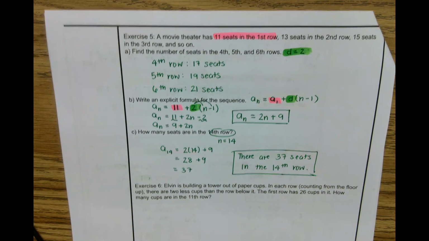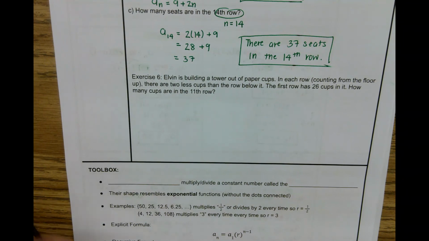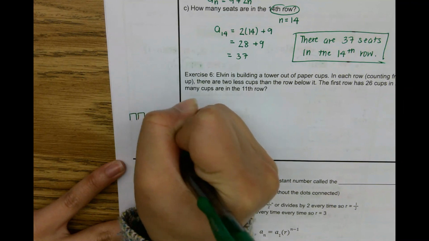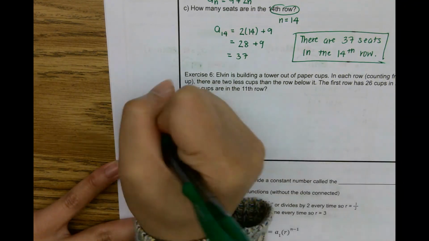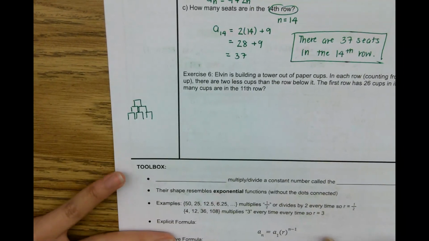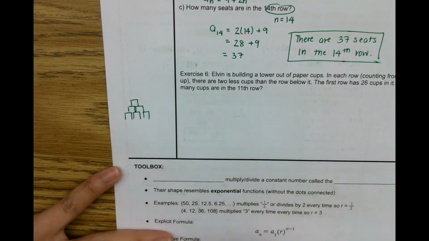Last one. Elvin here is building a tower out of paper cups. In each row, from the floor up, there are 2 less cups than the row below it. So if you can imagine, he's taking cups like this, and then the next one has a little less, so on and so forth. But he's doing it where it's 2 less. Here I did only 1 less, but his is even more.